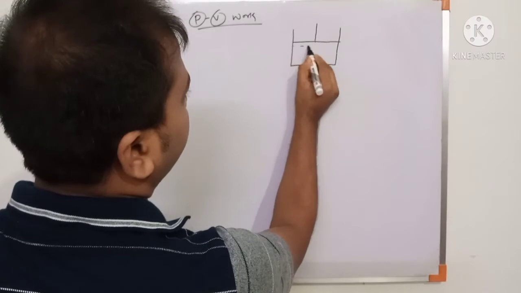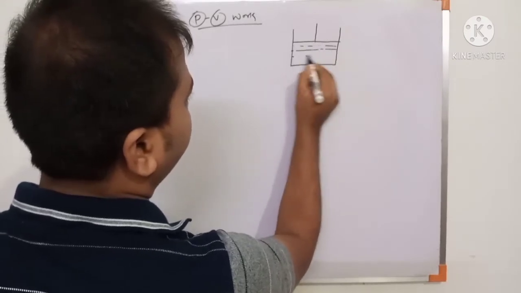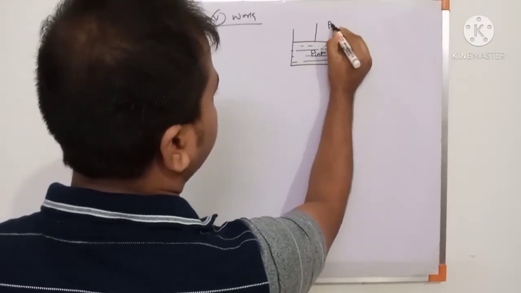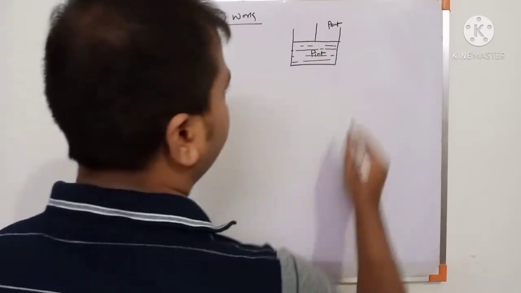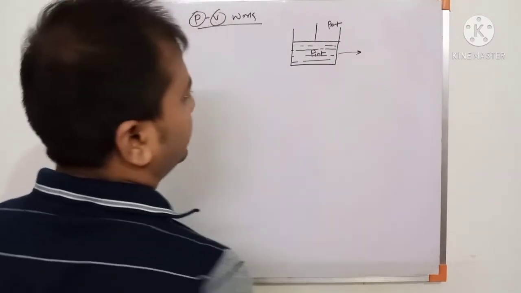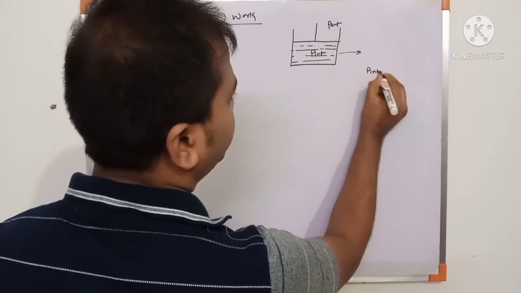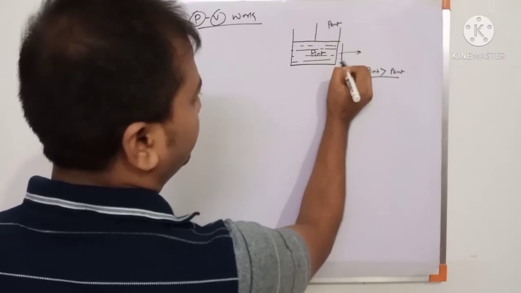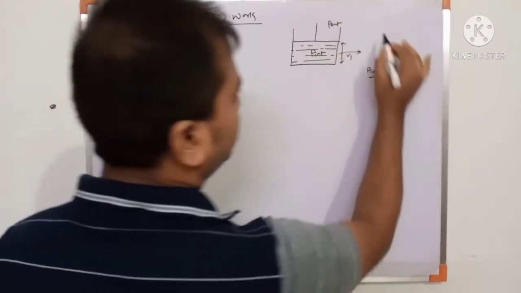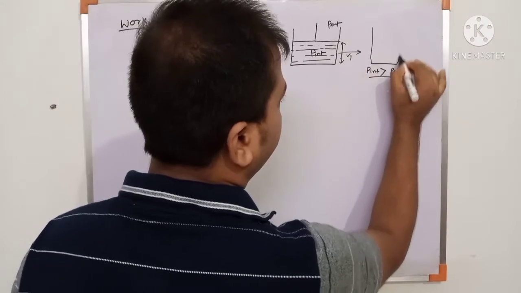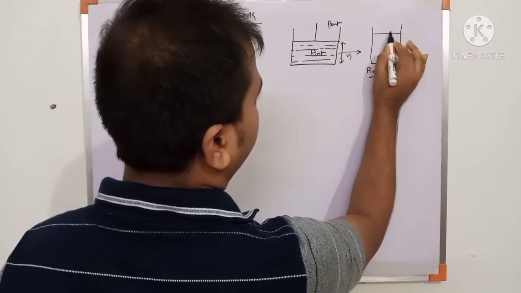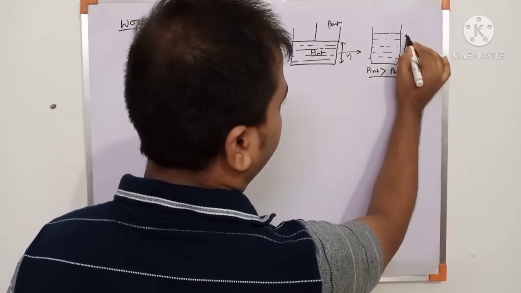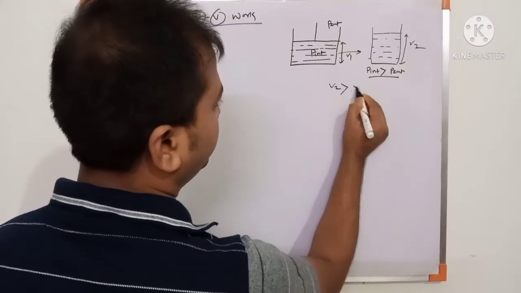A gas is kept in a container by a piston, with internal pressure P internal, and outside the pressure P external, the surroundings pressure. So if the gas expands, P internal is greater than P external, so the gas expands. Suppose the volume is V1, then the gas expands to volume V2. So V2 is greater than V1.